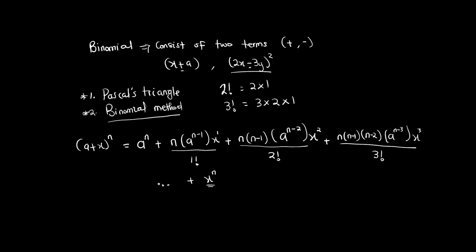Okay, but the least is going to be 1. So if I have 4 factorial, this will be 4 multiplied by 3 multiplied by 2 multiplied by 1. Now if I have 7 factorial, this will give me 7 multiplied by 6 multiplied by 5 multiplied by 4 multiplied by 3 multiplied by 2 and multiplied by 1. This is 7 factorial. Okay, so this is how we expand a binomial expression.